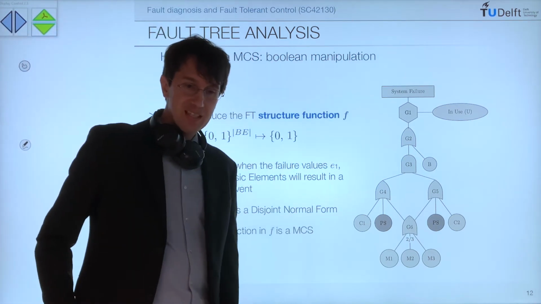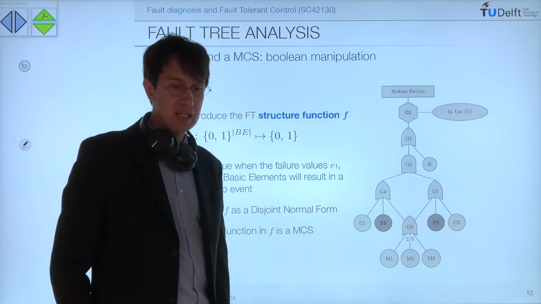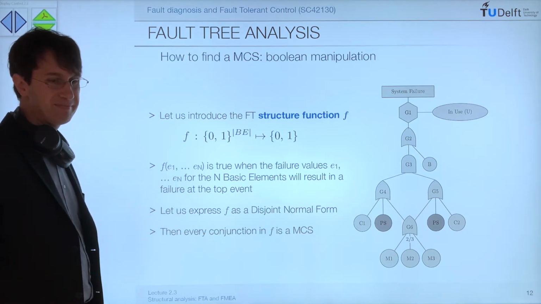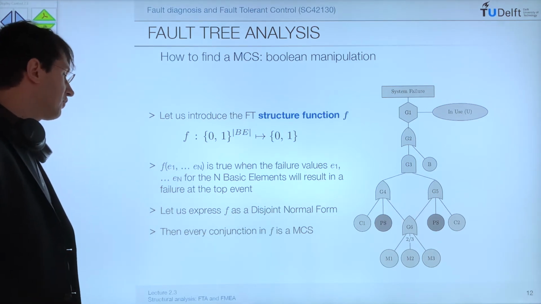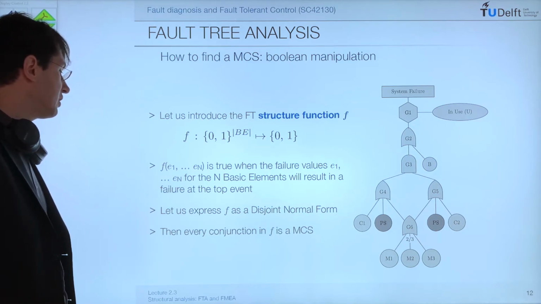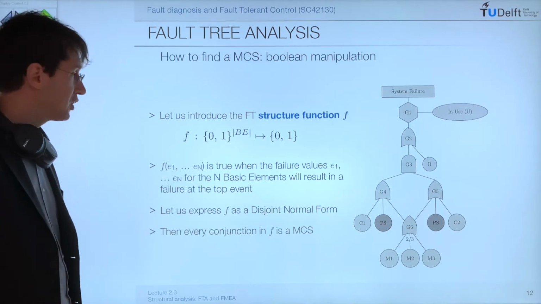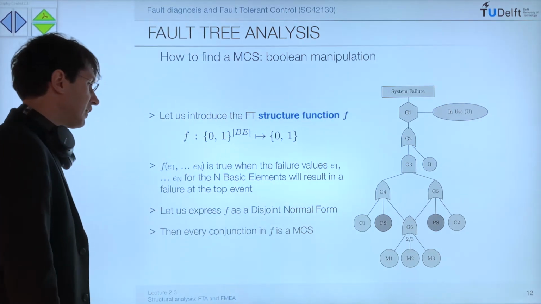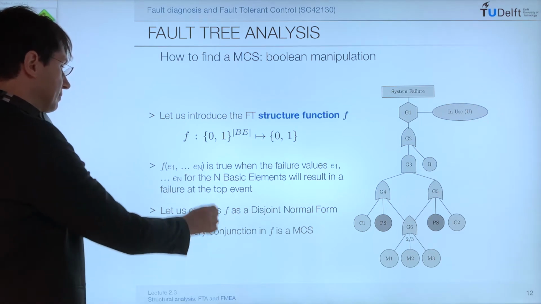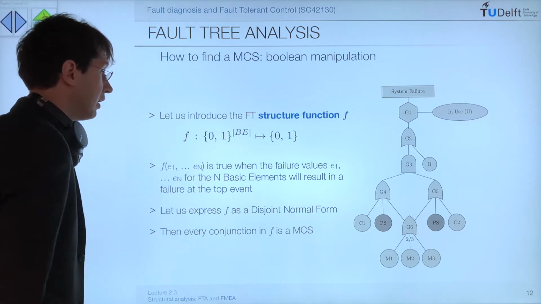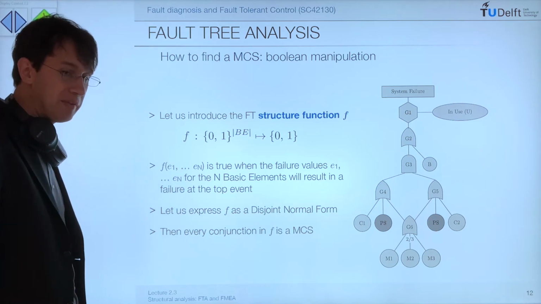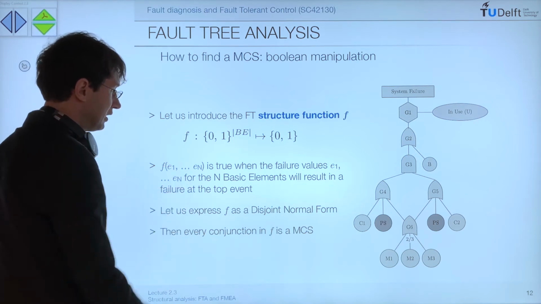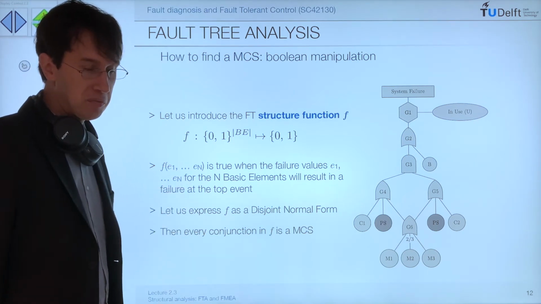Anyway, there is also a formal way, an algorithmic way, to find a minimum cut set. To do that, we need first to introduce another function, that is the structure function f. So this function tells when we have a failure at the top level, based on the values of the fault state of the individual components.